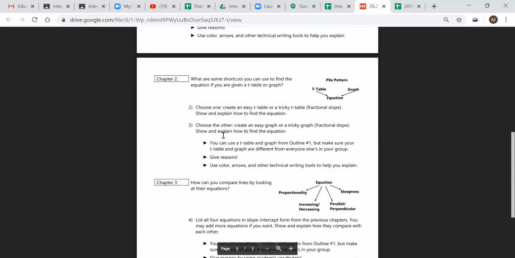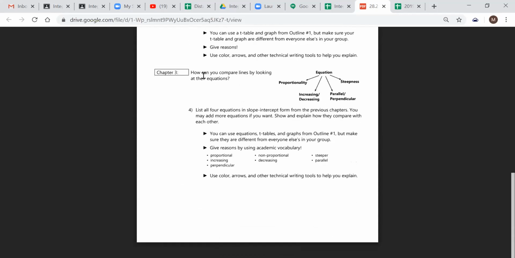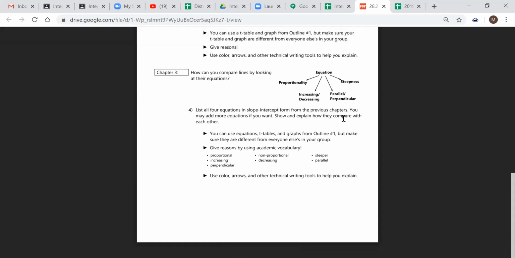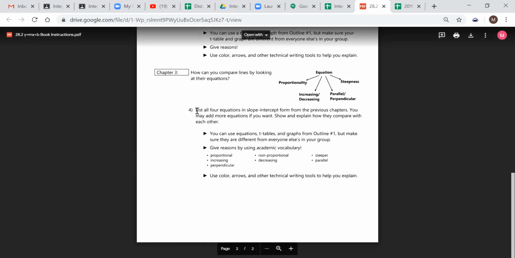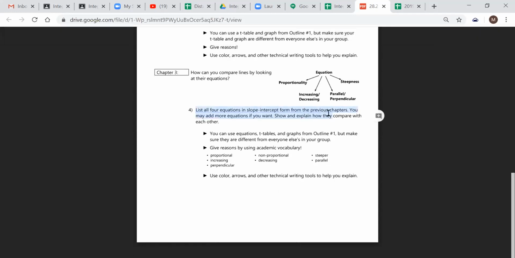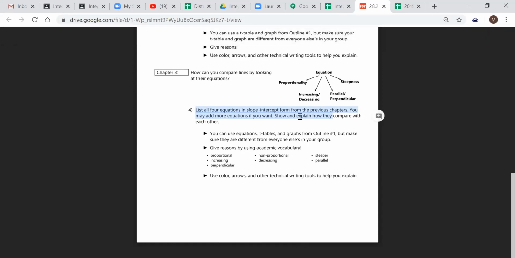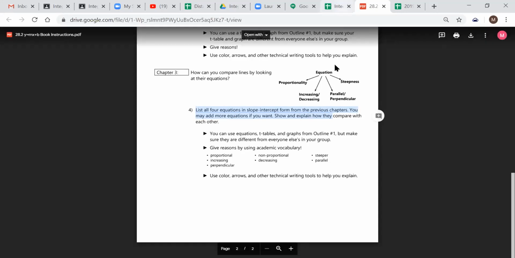With that said, we'll start with chapter 3 by reading the instructions. How can you compare lines by looking at their equations? So we're going to specifically focus on equations. List all 4 equations in slope-intercept form from the previous chapters. You may add more equations if you want. Show and explain how they compare with each other. So we'll start with the first part. List all 4 equations in slope-intercept form from the previous chapters. And we may need to add more equations to show how they're proportional, increasing, decreasing, parallel, perpendicular, and how they compare in steepness.